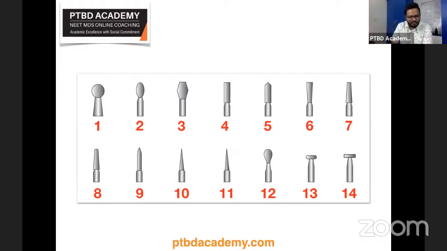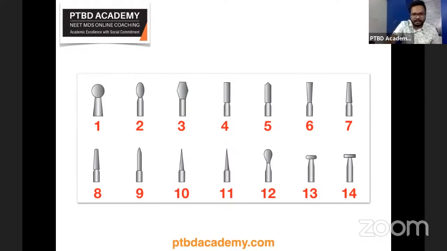Okay, very good. So the first one is round, second one is football, third one is barrel shaped, fourth one is flat end cylinder, fifth one is beveled end cylinder, sixth one is inverted cone, seventh one is a taper with flat end. Eighth one is a taper with rounded end. Ninth one is flame shaped. 10th one is needle. 11th one is interproximal. 12th one pear shaped. 13th one and 14th one donut and wheel respectively. Yeah, very good. Well done.